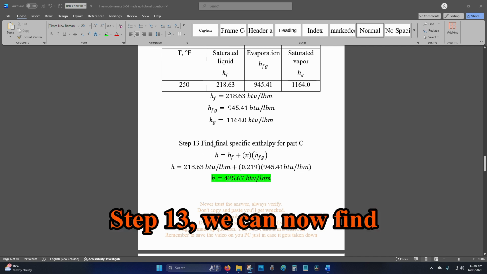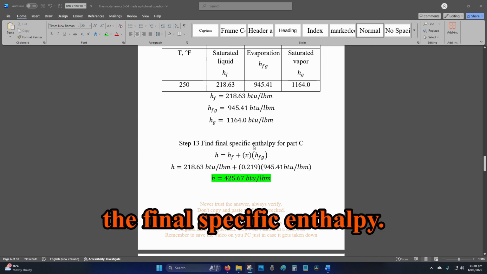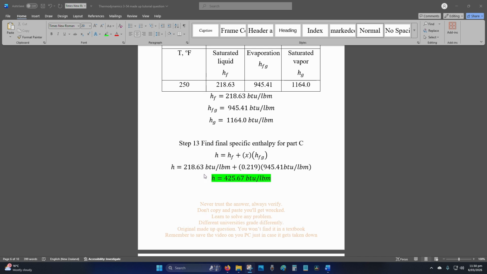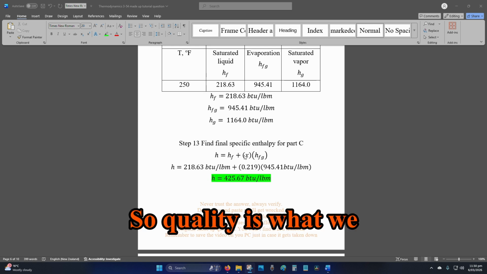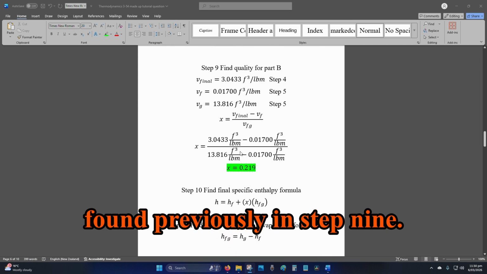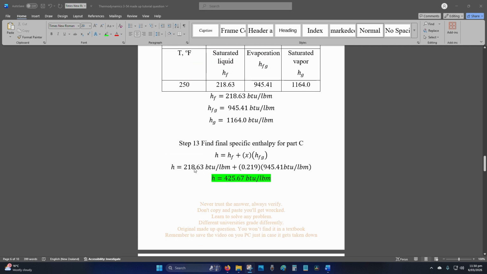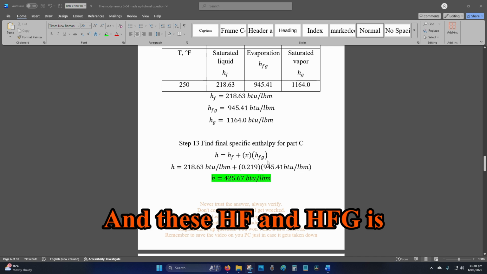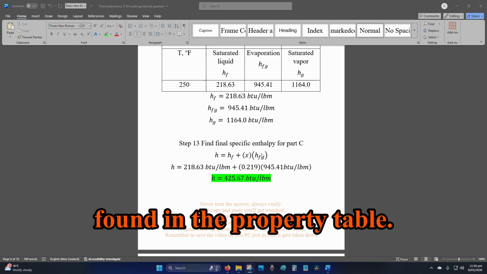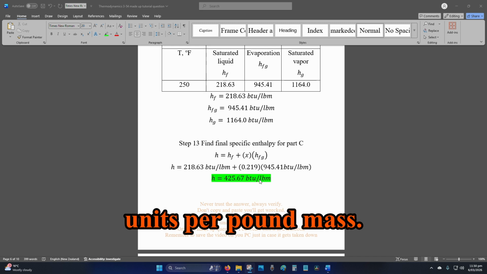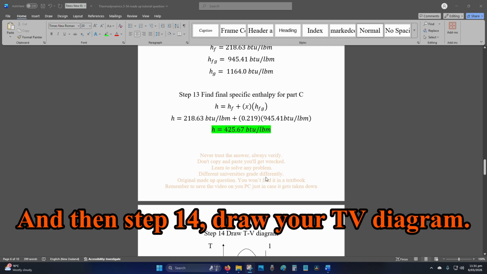Step 13, we can now find the final specific enthalpy. We're just going to plug in the values. Quality is what we found previously in step 9, and these hf and hfg are found in the property table. So your enthalpy is 425.67 British thermal units per pound mass.